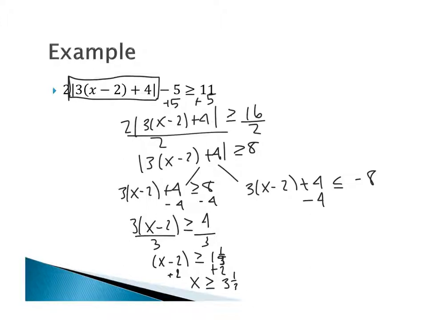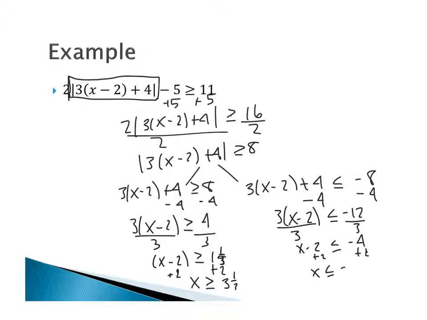So minus 4, I get 3 times (x minus 2) is less than or equal to negative 12. Okay, divide by 3, and I get x minus 2 is less than or equal to, let's see, negative 12 divided by 3 is negative 4. Add 2 to both sides, and I get x is less than or equal to negative 2.